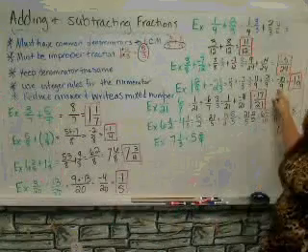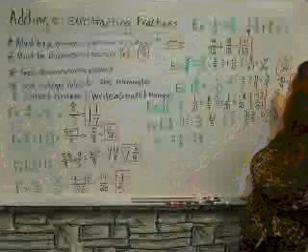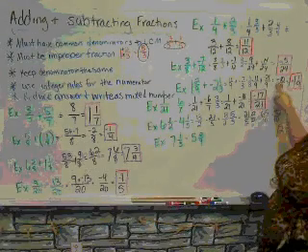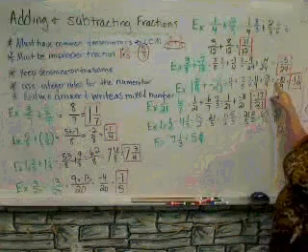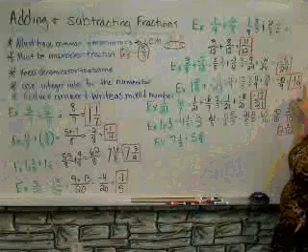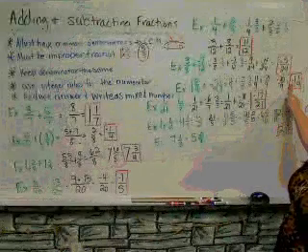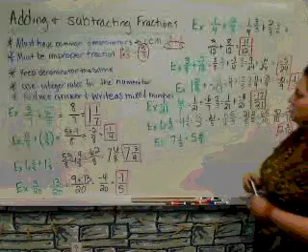Okay, is that reduced to a mixed number? No. Negative 9 goes into negative 10, or 9 goes into negative 10 once, with 1 left over. So our answer is negative 1 and 1/9. Okay, here we go. 2 more examples.